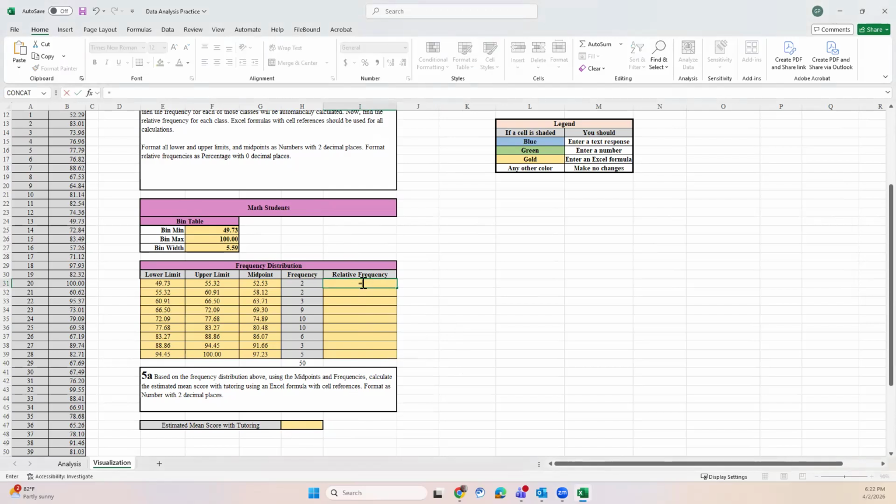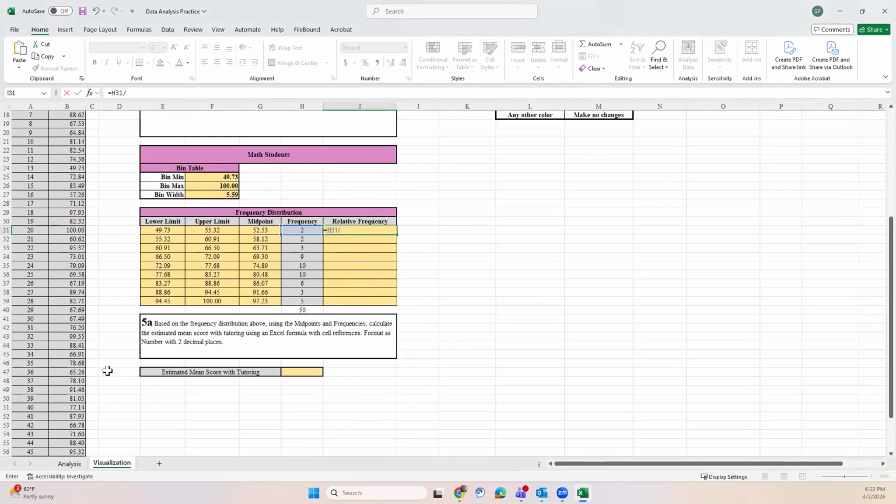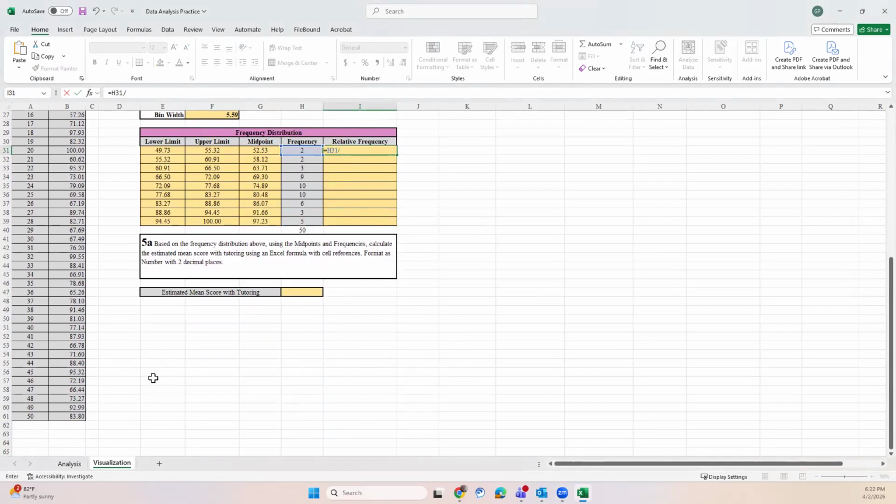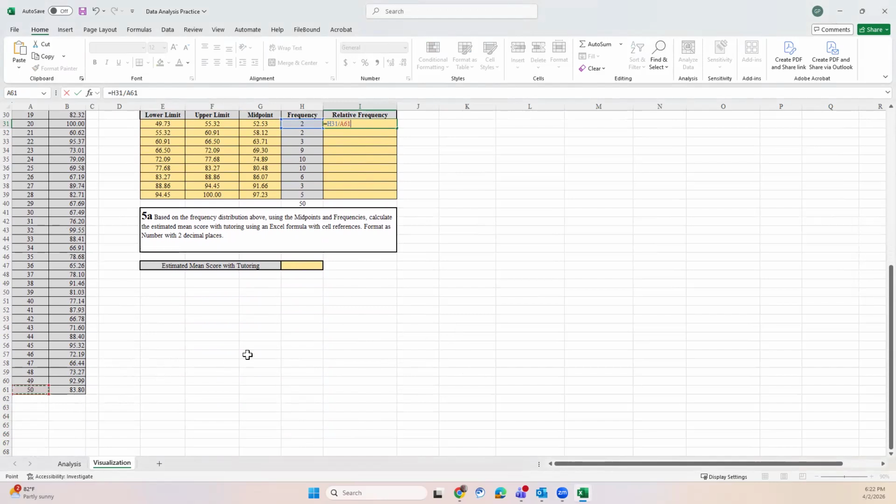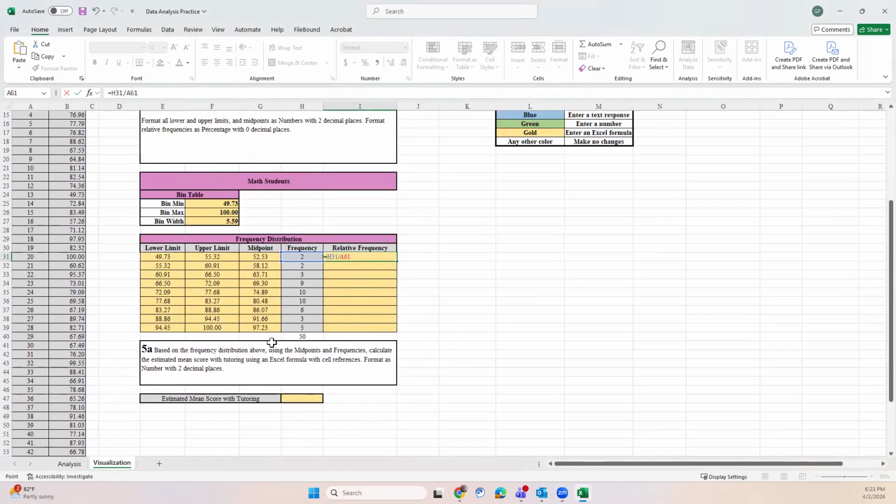This formula is pretty straightforward. It is equal to your frequency divided by, well, how many total do we have? If we go down here, we can see that we had 50 numbers, so I'm going to click that cell. This would be a great formula, except I can't copy it down, so I'm going to go up here and click on it and move it over. I'm going to put the dollar sign in front of the A, dollar sign after the A. I don't want that cell to move. I want my frequency to move as I move it down, but I don't want that 50 to move. I want it to stay there. So this is a better formula.